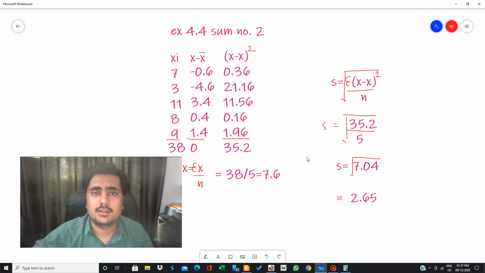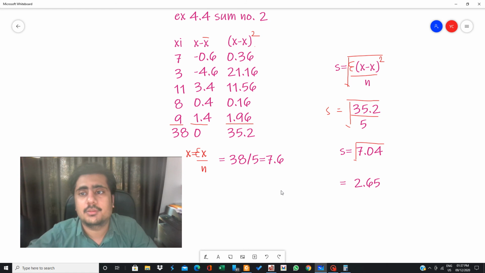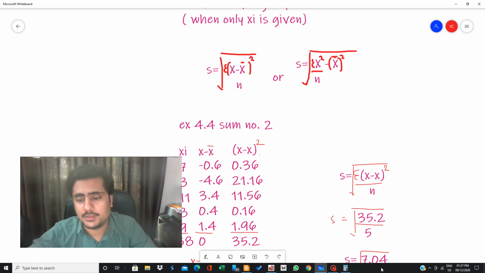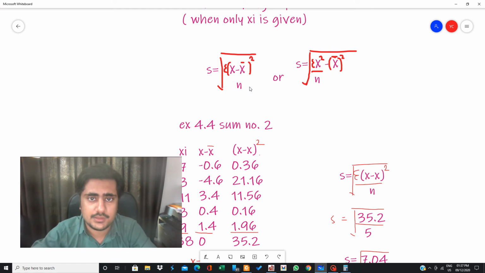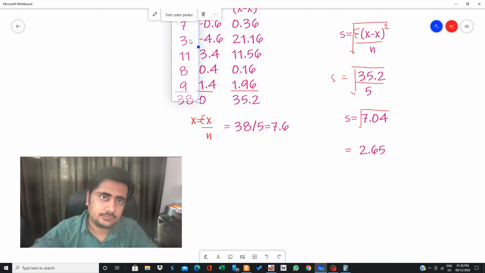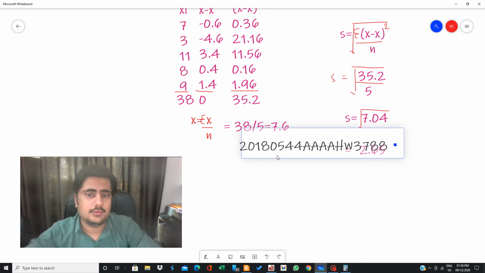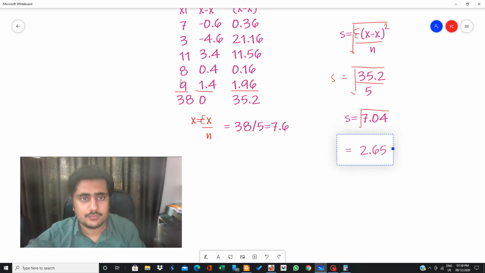Okay. Now this is standard deviation with the first formula. We had written two formulas initially. Yes, we had two formulas for standard deviation. One is root of sigma x minus x bar whole square upon n. Another is root of sigma x square upon n minus x bar whole square. So this we had done with the first formula. Now in the same sum, we will be writing the other formula.